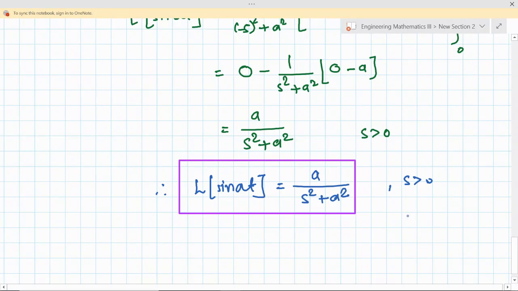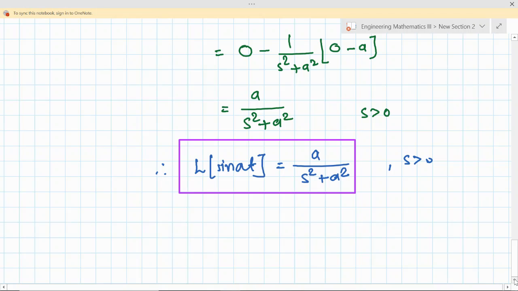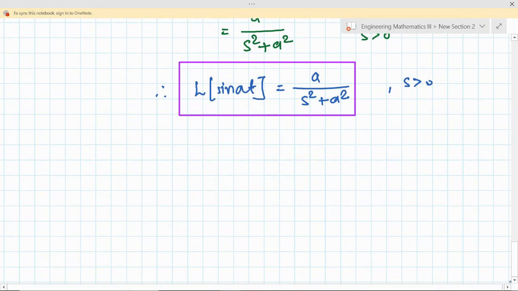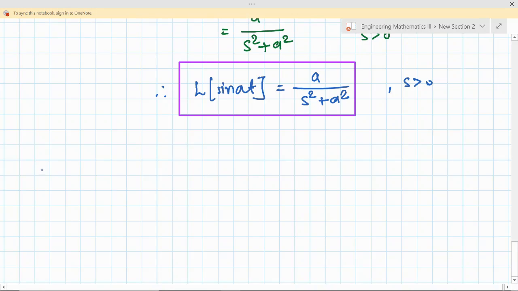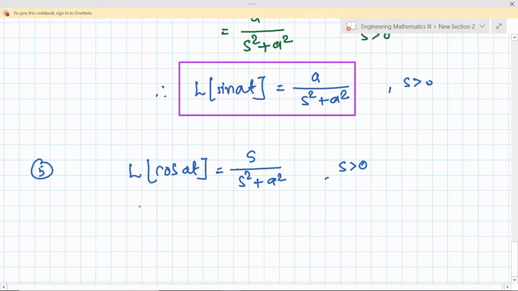Okay, so if you want the Laplace transform of cos at, in the similar way you can find that. Okay, so the fifth rule is the Laplace transform of cos at is nothing but what? s divided by s square plus a square, s is greater than 0.